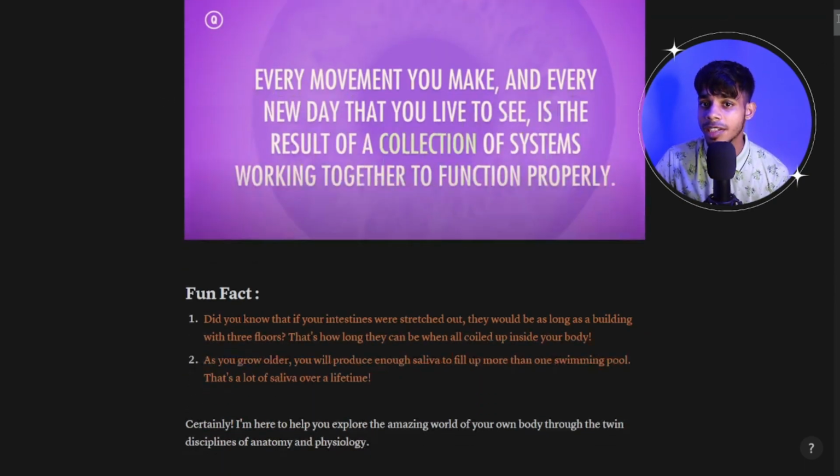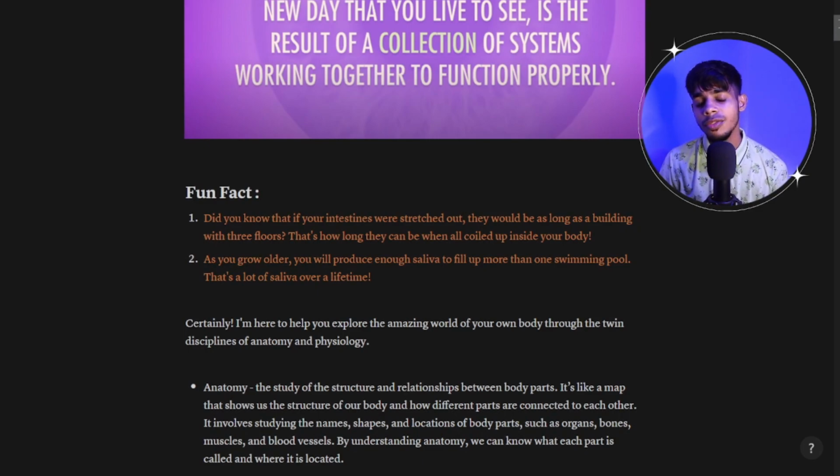Now, a few fun facts, right? Did you know that if you open your intestine and stretch it out, it would be as tall as a 3-story building, or a building with 3 floors? And that's how long they can be when all coiled up inside your body. So let's imagine a 3-story building. There is a long pipe which has been compressed and that is inside your body. That's an interesting fact and that really fascinates me.